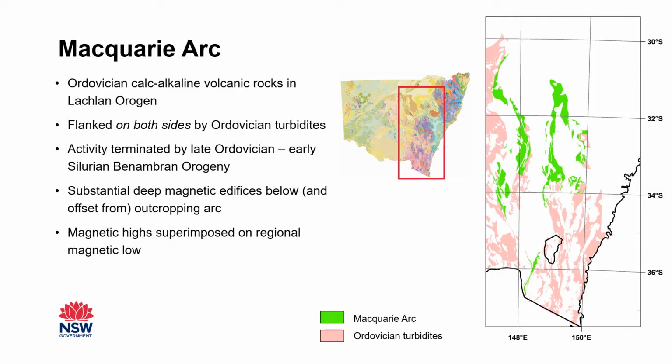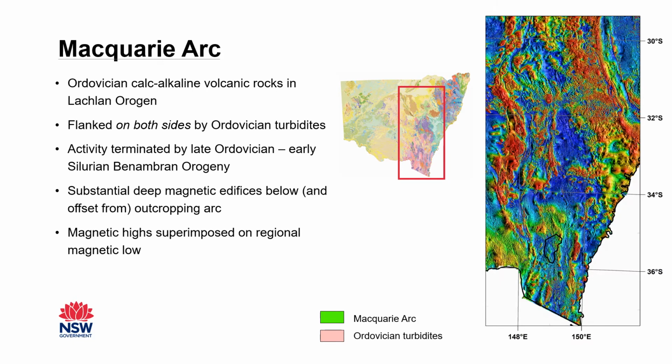The Macquarie Arc is the Ordovician calc-alkaline volcanic system in the Lachlan Orogen. It's noteworthy for having continental-derived contemporaneous turbidites on both flanks of the arc. Volcanic activity in the arc was terminated by the Boninitic orogeny that spanned the late Ordovician to early Silurian.